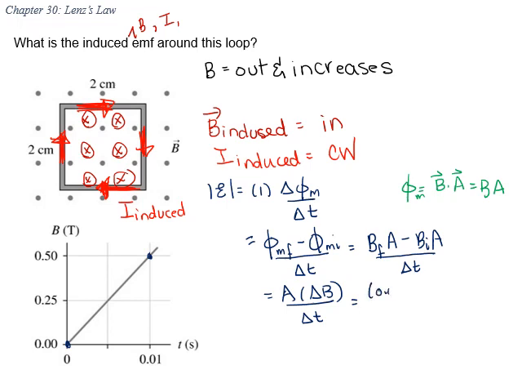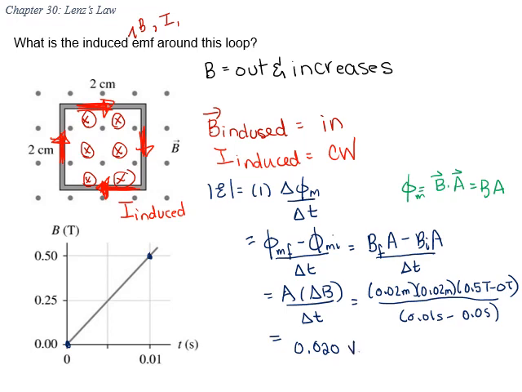So area is 0.02 meters times 0.02 meters. Delta B is 0.5 teslas, subtract 0 teslas. And that's divided by delta T, which is 0.01 seconds, subtract 0.0 seconds. You could also recognize that delta B over delta T is the slope and calculate the slope. It's exactly the same workings, just a slightly different way to think about it. When you do all that in the calculator, you should get an induced potential of 0.02 volts. So that's the amount of potential induced around that loop when the field increases as shown.